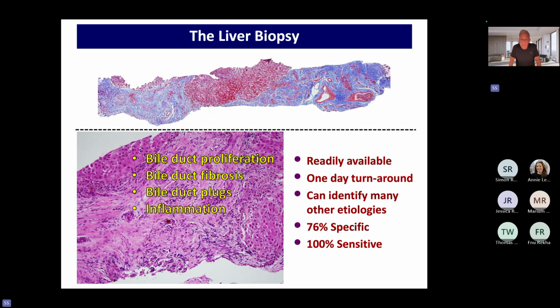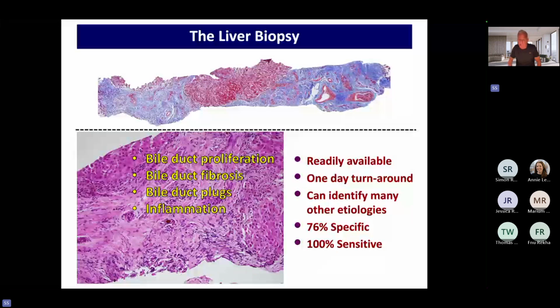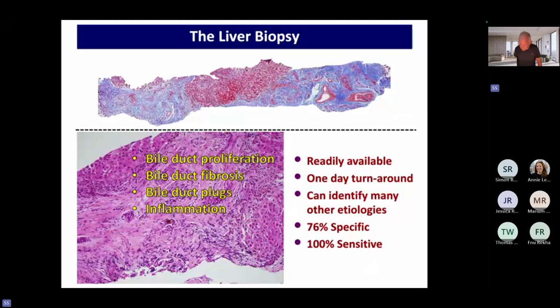The biopsy has a 1-day turnaround. It's 76% specific and 100% sensitive for the diagnosis of biliary atresia. So all patients with biliary atresia are going to have bile duct proliferation, but not all bile duct proliferation is going to be biliary atresia.